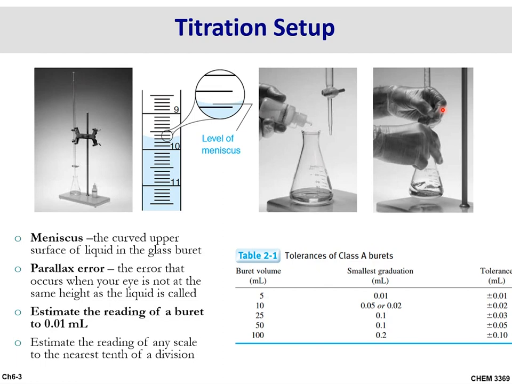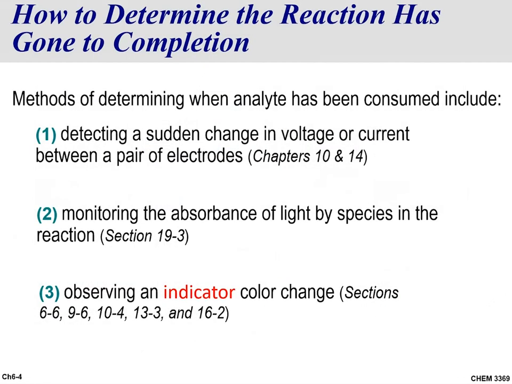Some important things. The most important is that your titration will be as accurate as you can read the volume from the burette. So it's important to remember about this parallax error, how to read the bottom of the meniscus. These are important considerations.